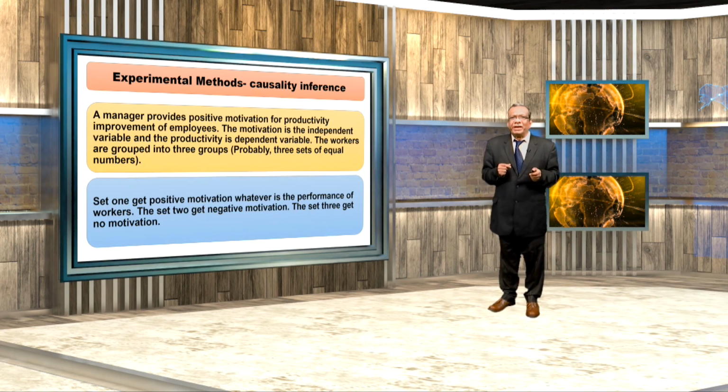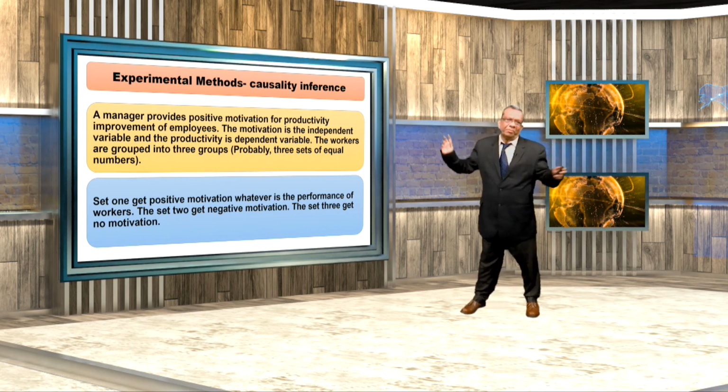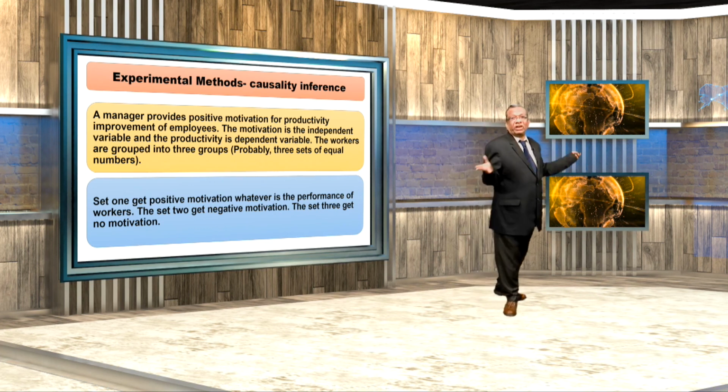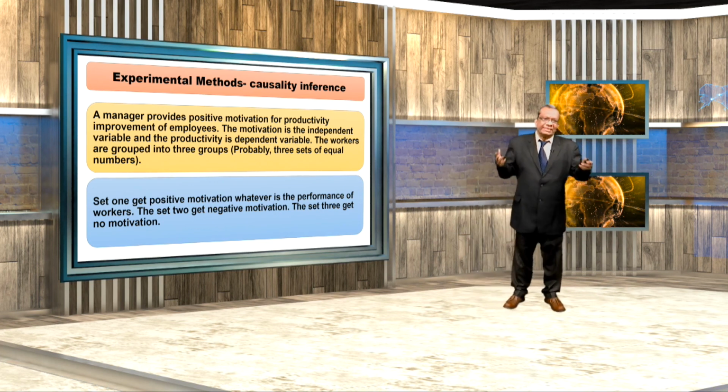A manager provides positive motivation for productivity improvement of employees. The motivation is the independent variable and the productivity is the dependent variable. The workers are grouped into three sets of equal numbers. Set 1 gets positive motivation, whatever the performance of the worker. She tells them, you're good, keep it up, go ahead, nice thing to do.